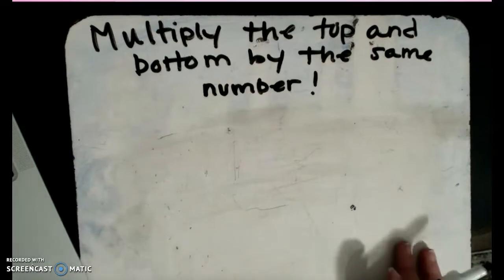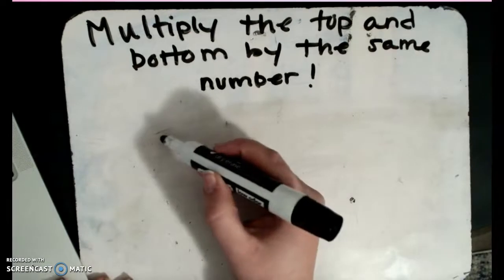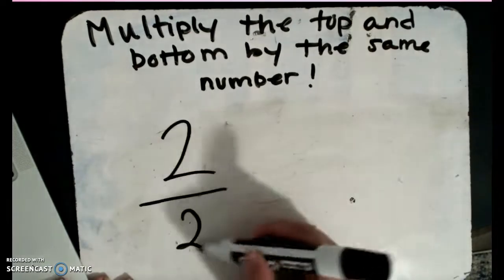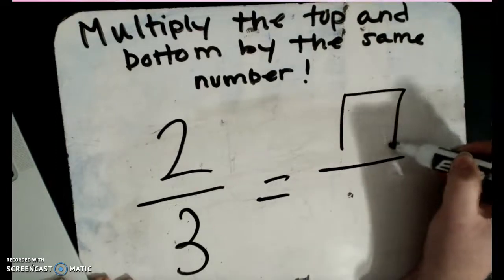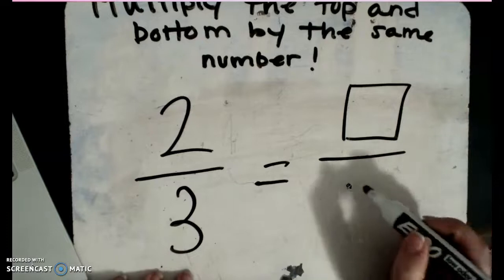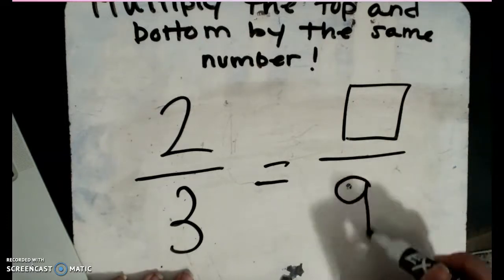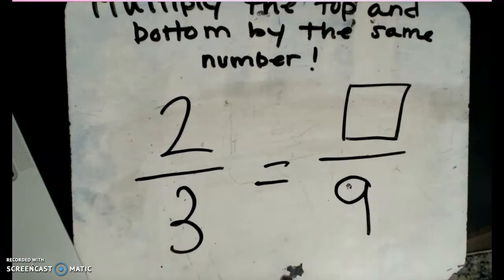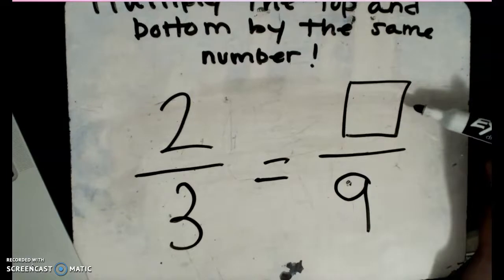So the first type of problem is a missing numerator problem. So let me see. Let's start with 2/3 equals, and I know this one's going to be a missing numerator one, so I'm going to put a box for my numerator. And I am going to put my denominator as a 9. Okay, so let's figure out our missing numerator here that I put a box for.